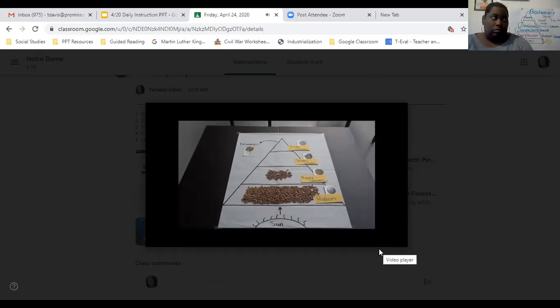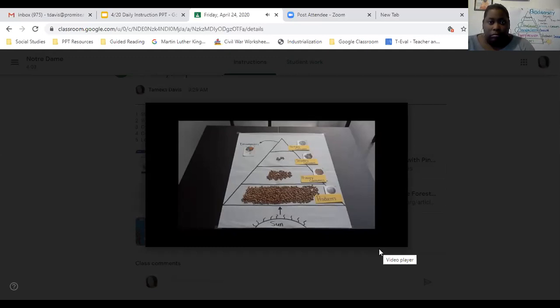Now, we know that secondary consumers will eat primary consumers. That means that the energy from the primary consumers will be transferred to the secondary consumers. So, since 10% of energy is transferred from one level to the next, I'm going to move 10 pinto beans up to our secondary consumer level. I have now moved 10 pinto beans from our primary consumer level to our secondary consumer level of our energy pyramid.